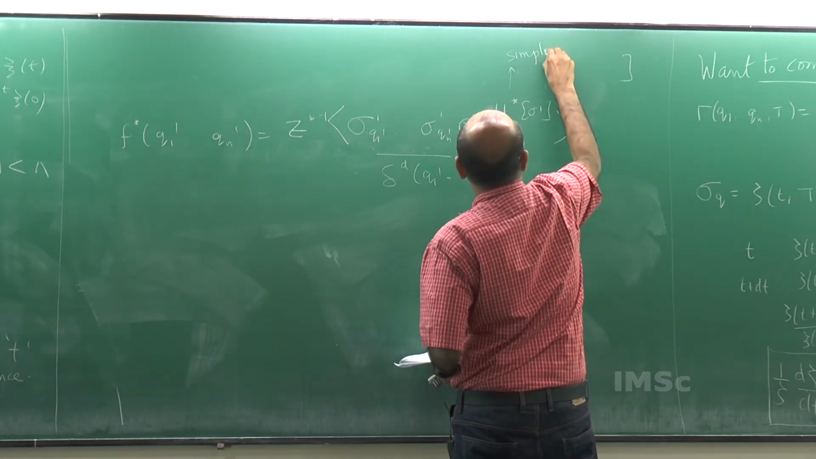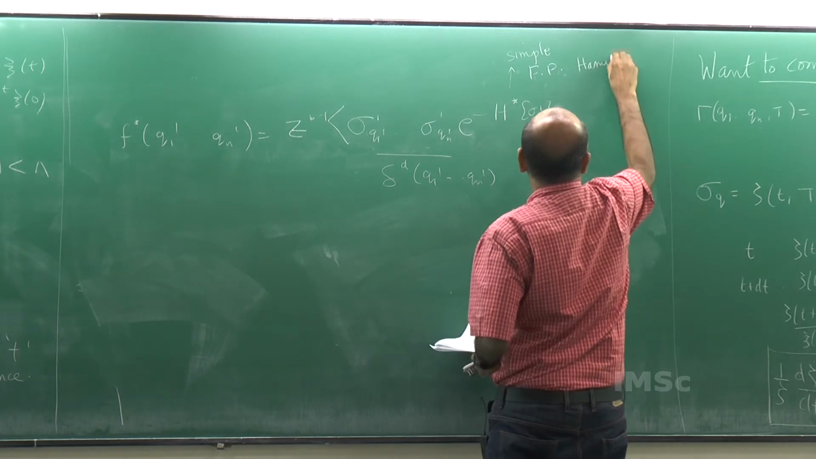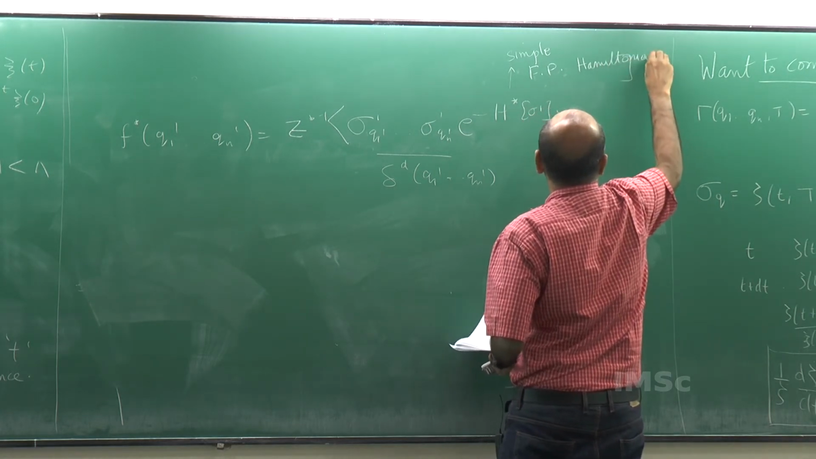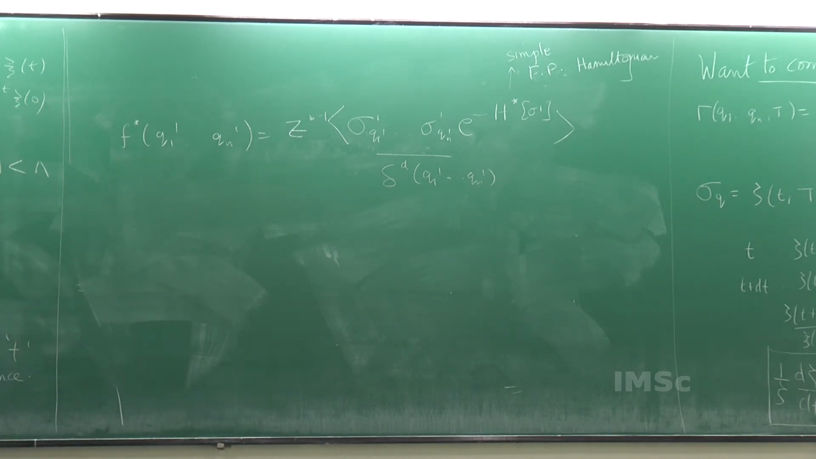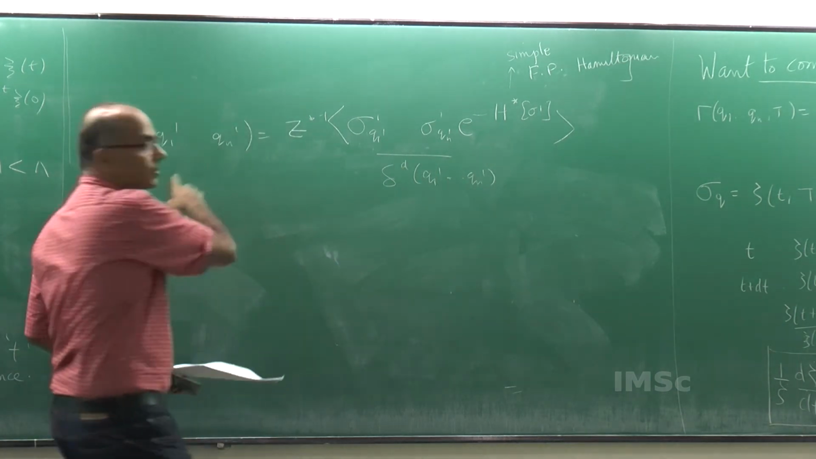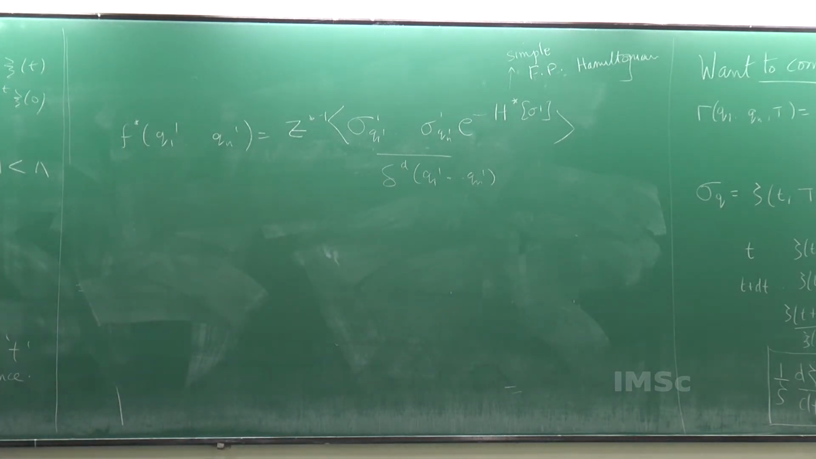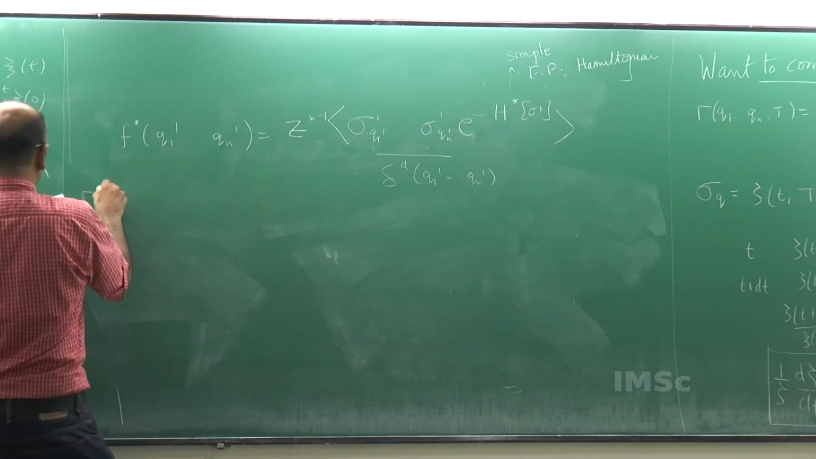This is a simple fixed point Hamiltonian. And we know how to calculate with that. H naught may be very complicated. We don't know how to calculate with h naught, but we know how to calculate with h star. So you do this calculation, and now you try to relate gamma to this object. And there are some rescalings. Okay. So what is gamma?